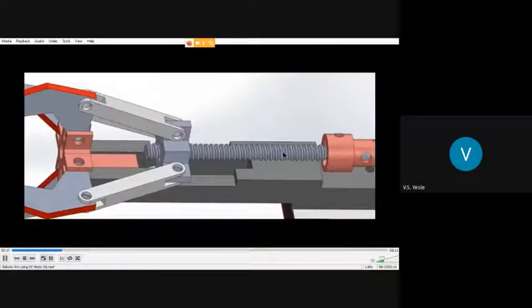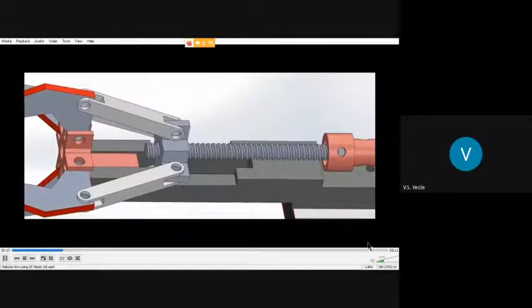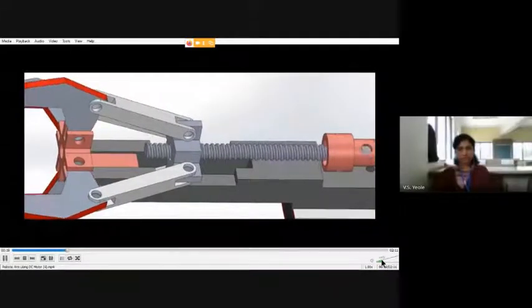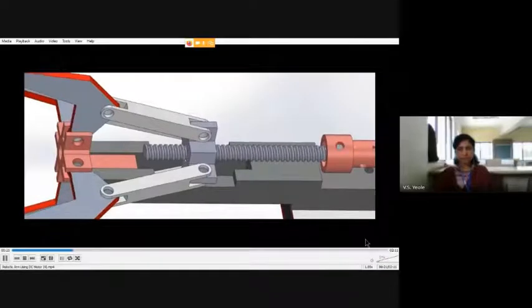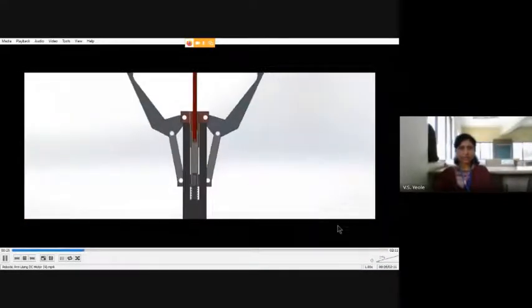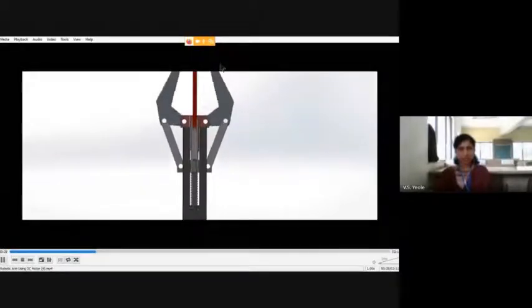So you can see the motion. You can see the motion which is given by the DC motor. It is transmitted to this end effector robotic arm.